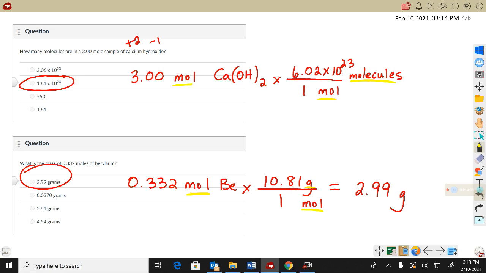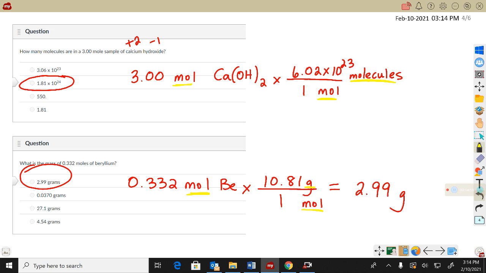I'll multiply across and see if this number makes sense. I'd say so. It's about a third of 10.8. I think that seems about right, huh? About 3-ish.